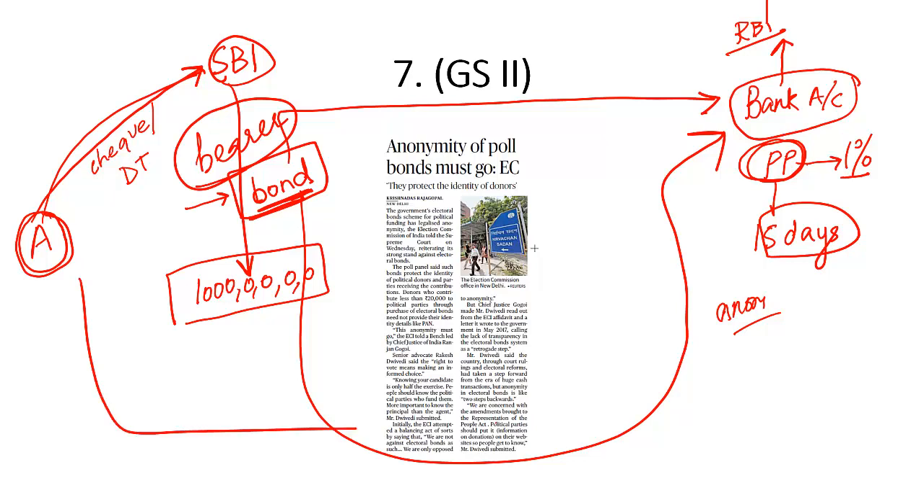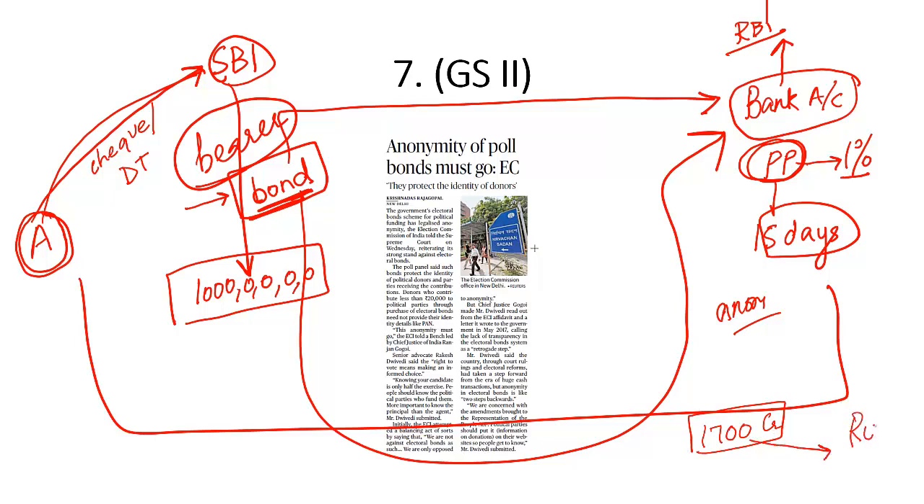So if this entire transaction is opaque, anonymous, how can citizens make an informed choice about which political party they should vote for? That is why these electoral bonds should go. But there is a bigger problem associated with these electoral bonds. According to newspaper reports, 1700 crore worth of these electoral bonds have been deposited into the bank accounts of various political parties. And the majority of this money has been deposited into the bank account of the ruling political party.